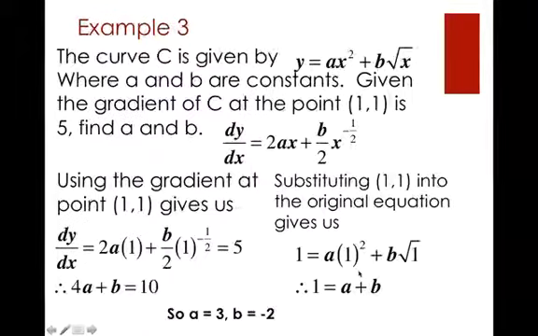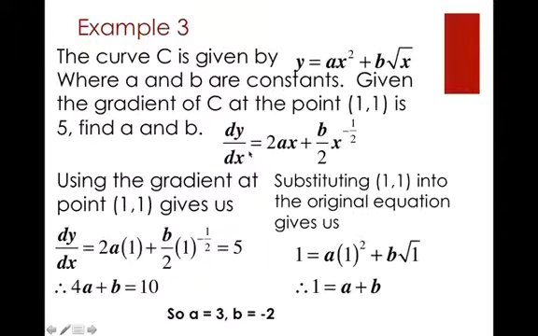A final example, we have this function here, and there are some elements of this function that we don't know. We have a and b. They are constants that are unknown. We have some other given information, namely that the gradient at this point (1, 1) is 5. So our challenge is to find a and b.